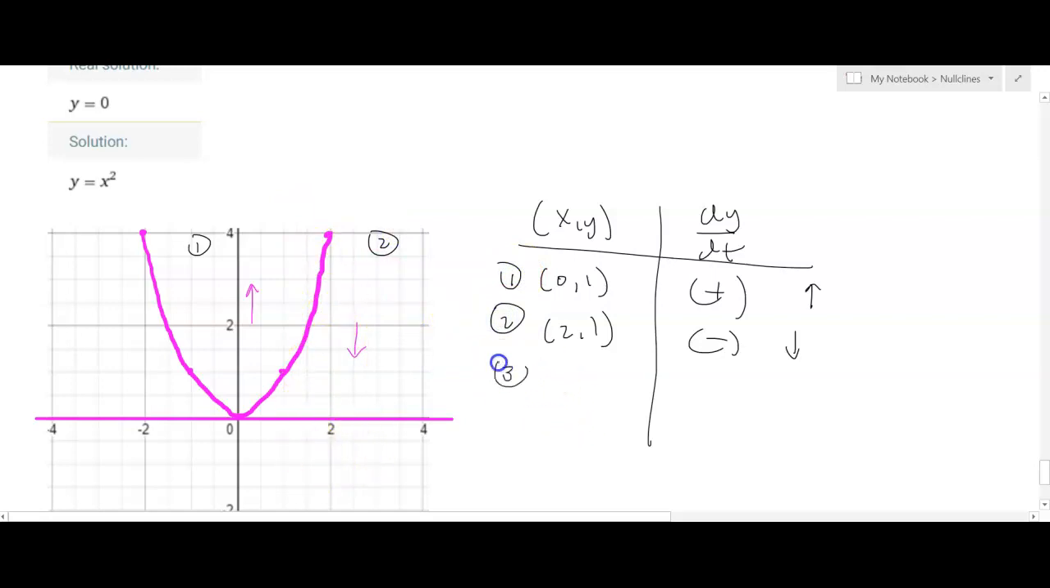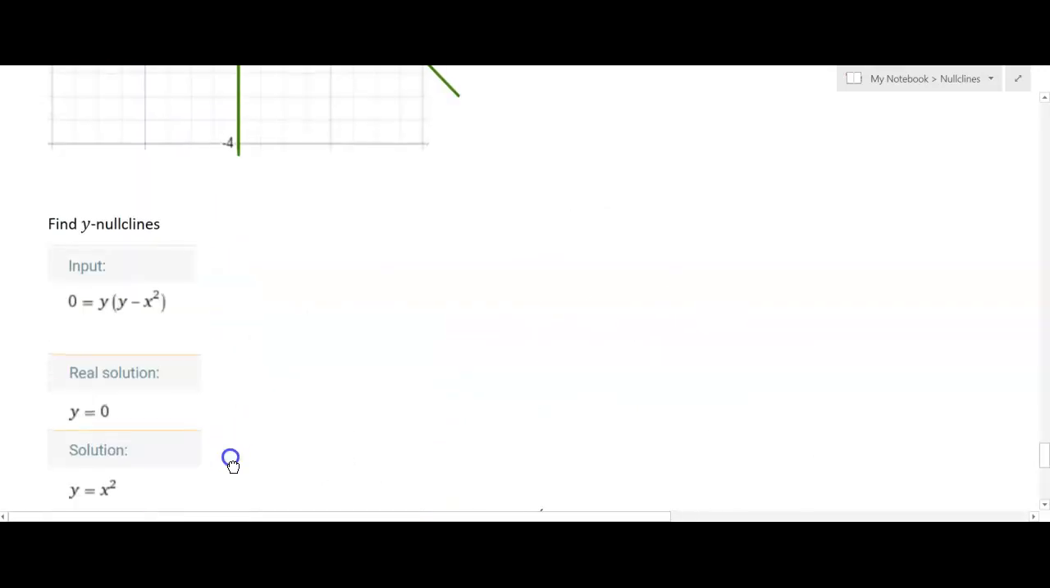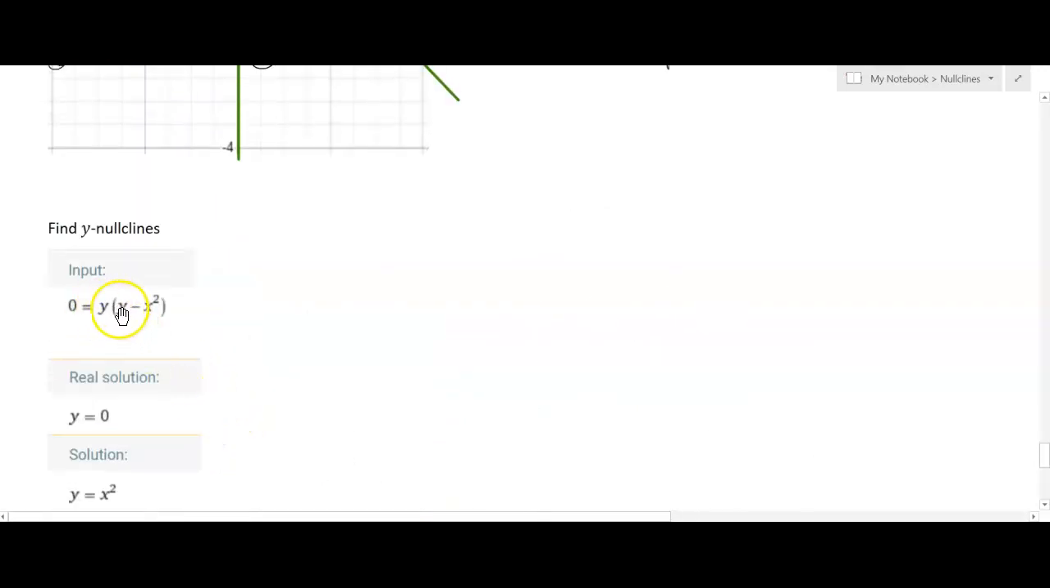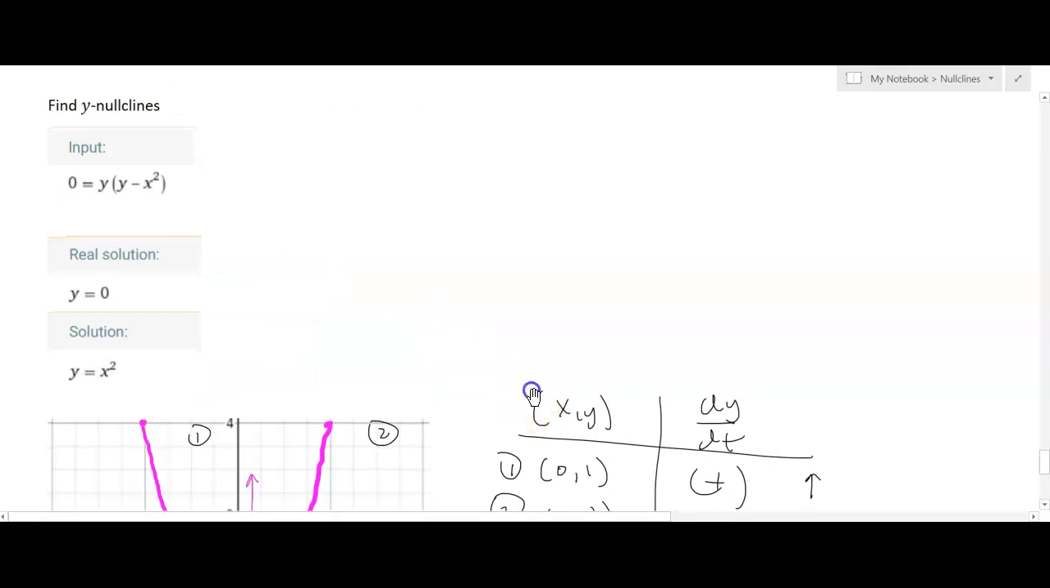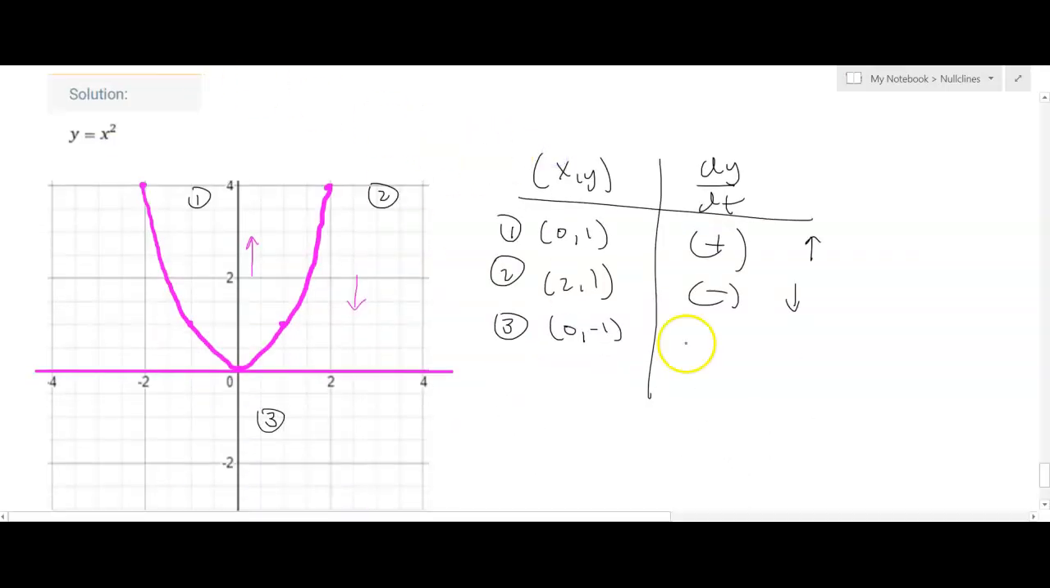And then region 3 is down here, so we'll pick a point like (0, -1), which is this point here. If I choose that, I'm going to get a positive, I think. Let's see, (0, -1) for y. I'll get a positive value. So this will give me a positive, which means the y component of the vectors will point up.